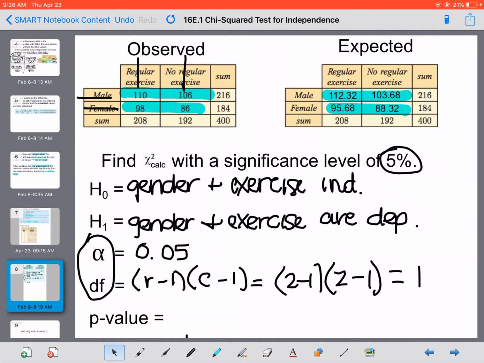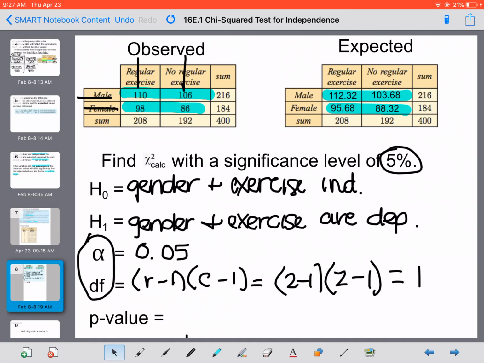And the first thing we have to do is tell the calculator what size. Well, it's a 2 by 2 matrix, row by column. And then we're going to type in our observed first. Your observed you want in A, and your expected will be in matrix B. So 110, hit enter. 106, you got to go across, hit enter. 98, enter, 86, enter. So matrix A we have made into our correct observed matrix.